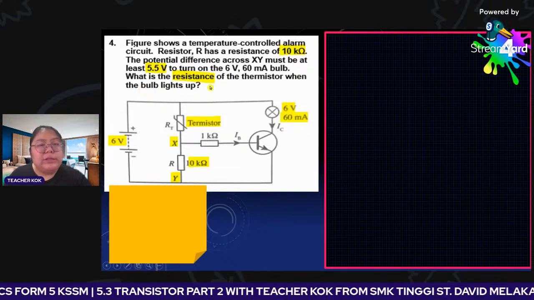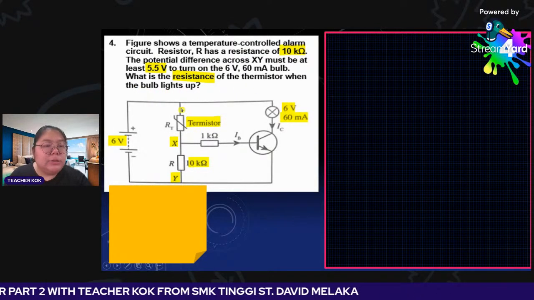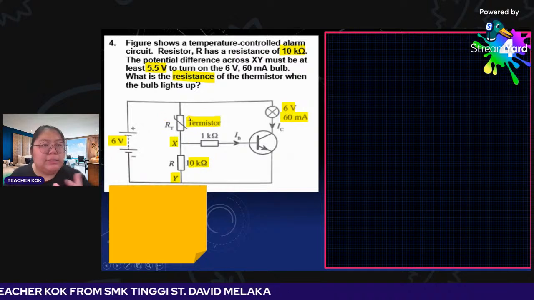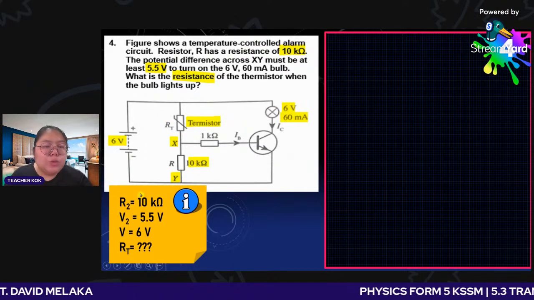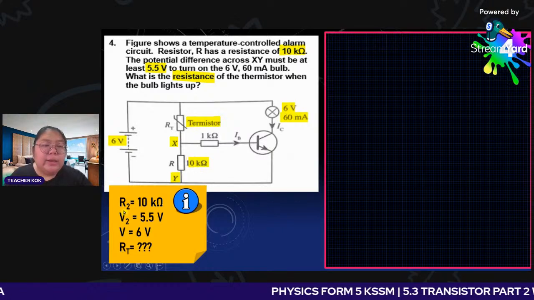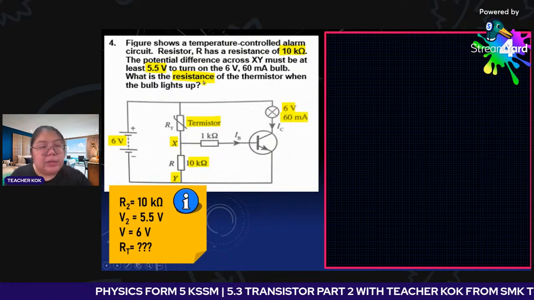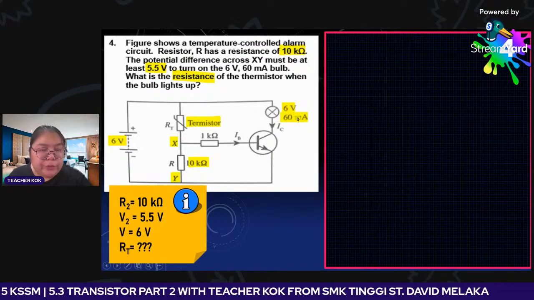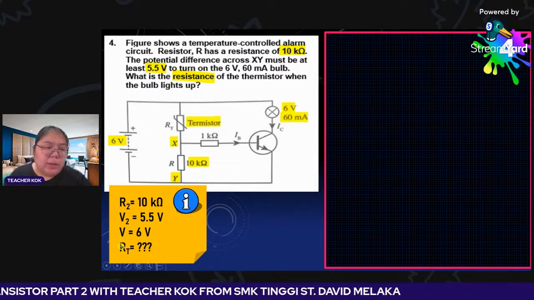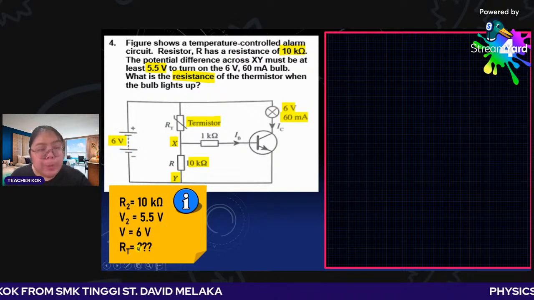Okay, then what is the resistance of the thermistor when the bulb is lit up? So they ask this one, RT is how many? So we write in 4. R2 is 10K, then V2 is 5.5. They say at least, so we just take 5.5. Then overall, 6 volt. Okay, last one, 6 volt is here. So RT is how many?